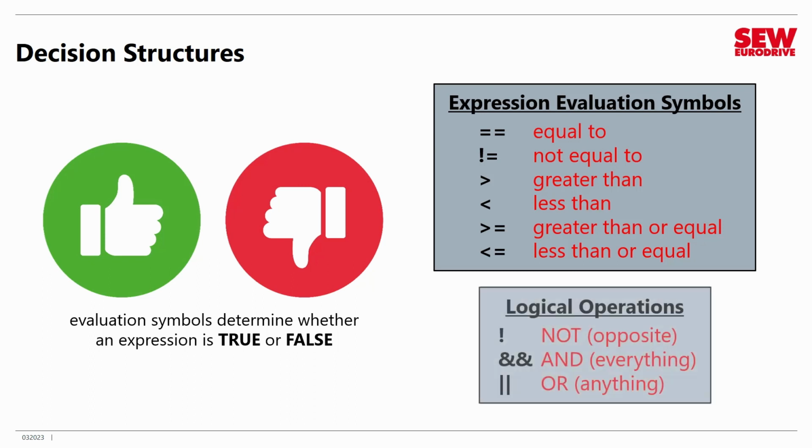So these symbols will evaluate various variables and will give a true or false, depending upon how the evaluation turns out. You can also connect several expressions together using the logical operators. You already know about these. There's the not operator, which takes the opposite. There's and, the double ampersand, and or, the double vertical pipe.